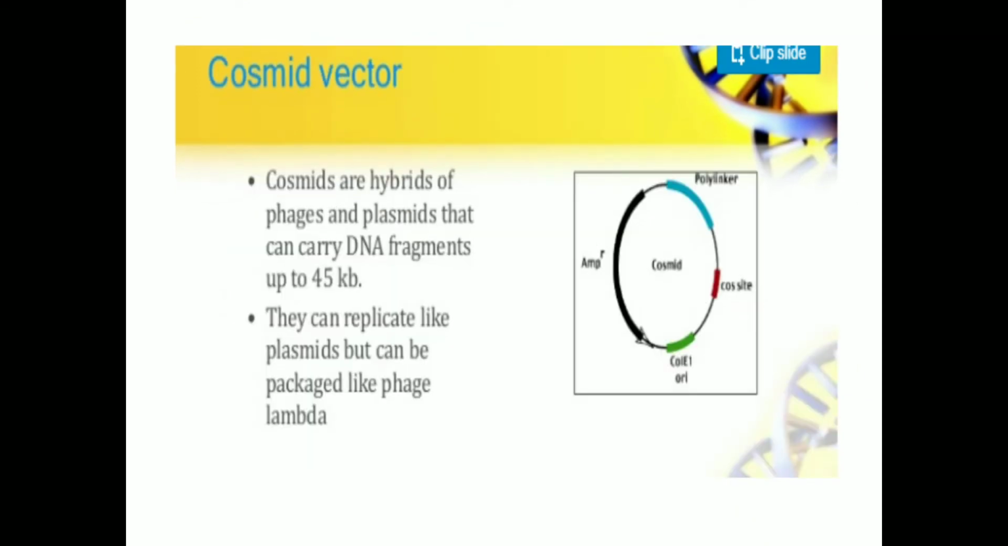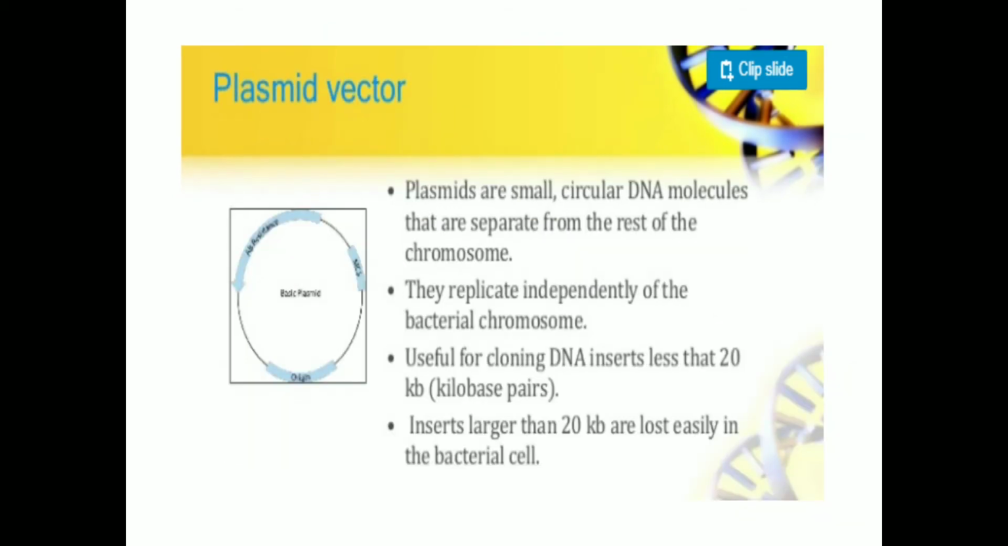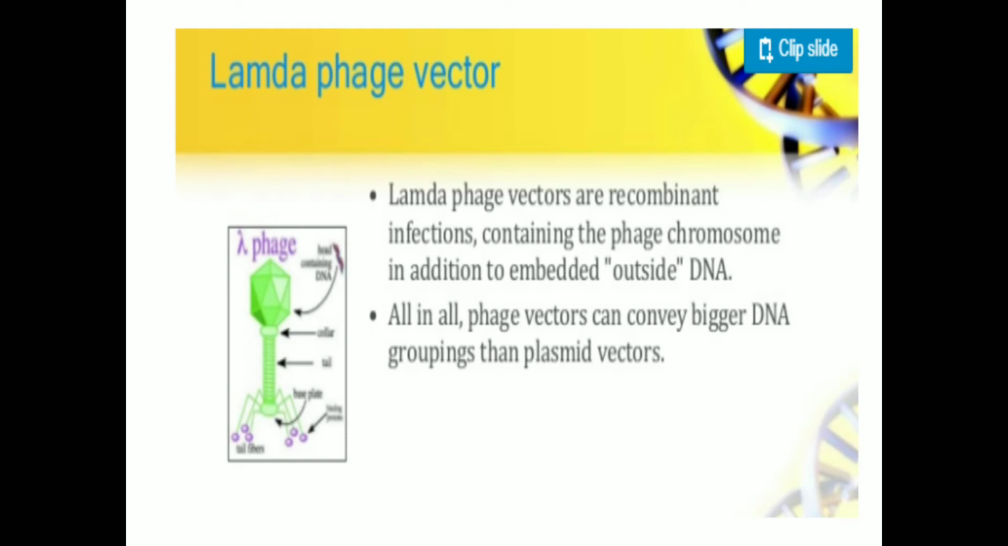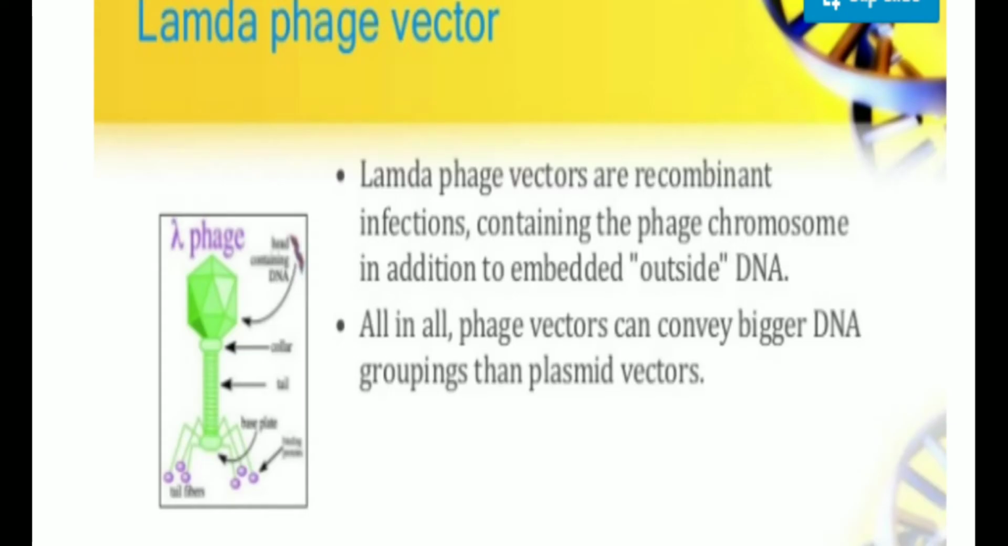Next one, lambda phage vector. Lambda phage vectors are recombinant viruses containing the phage chromosome in addition to the inserted foreign DNA. In general, phage vectors can convey bigger DNA fragments than the plasmid vectors. Means it can carry a larger fragment of DNA than that of the plasmid.